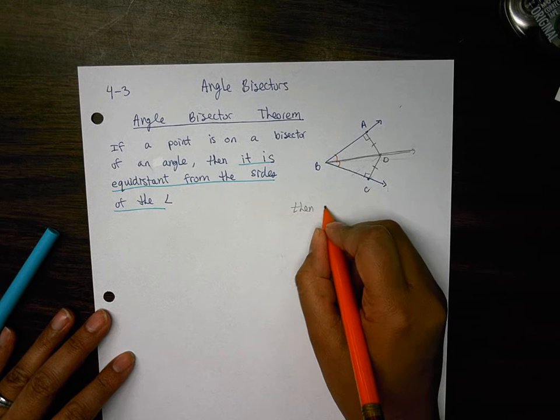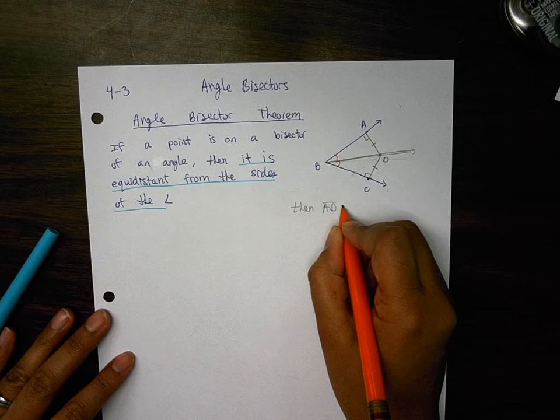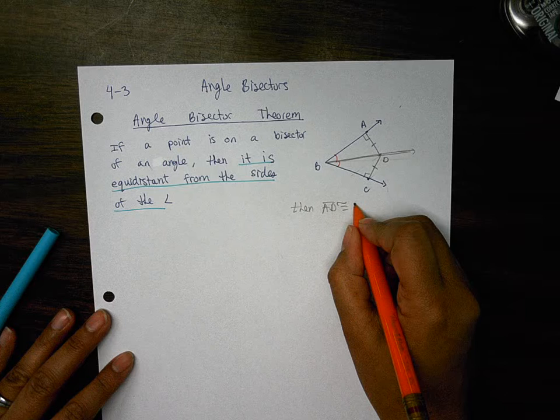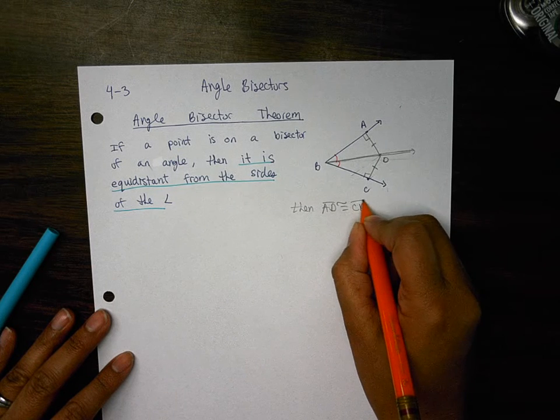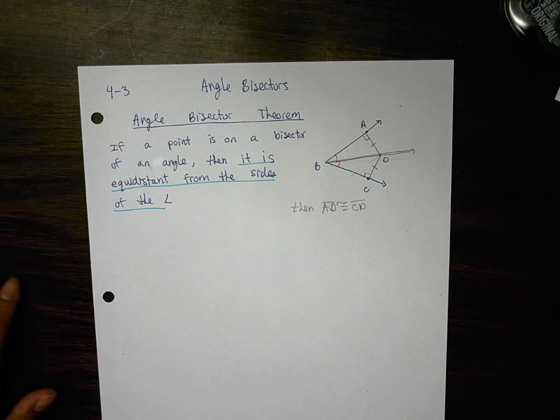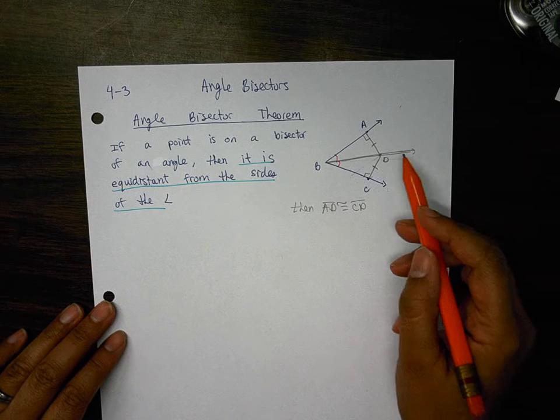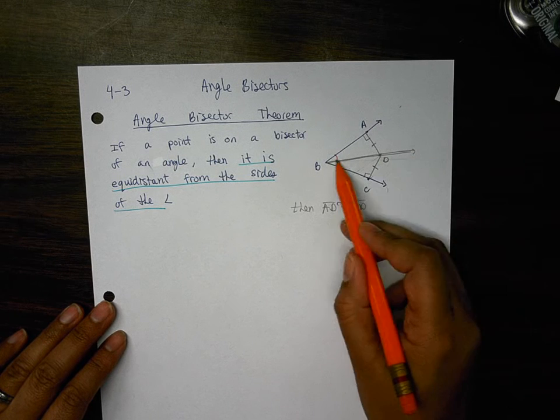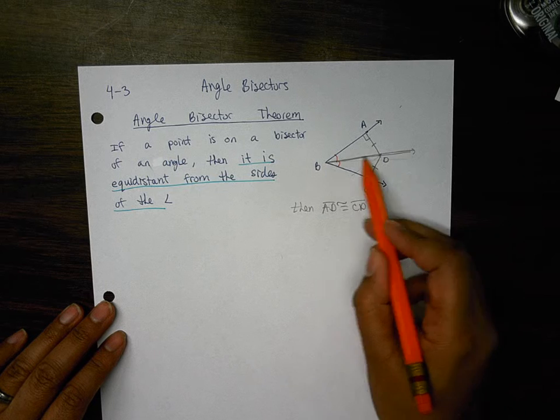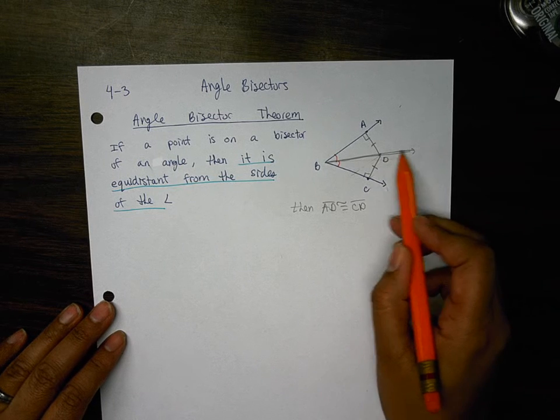Then, what did we say? AD is congruent to CD. Okay, so when are these segments congruent? It's congruent to any point on the, what is this called? The angle bisector.